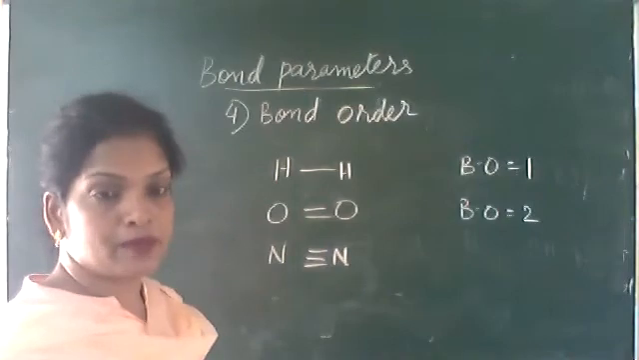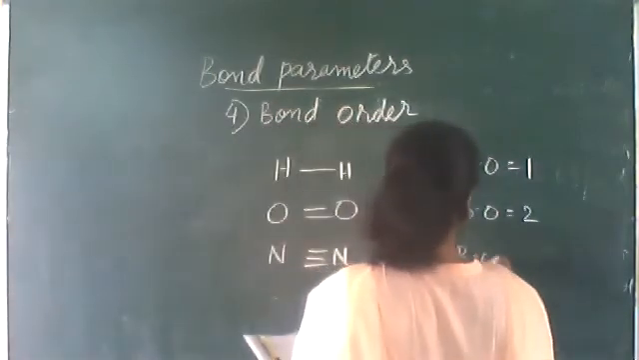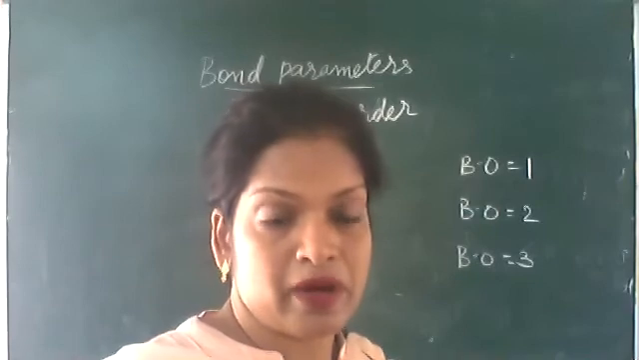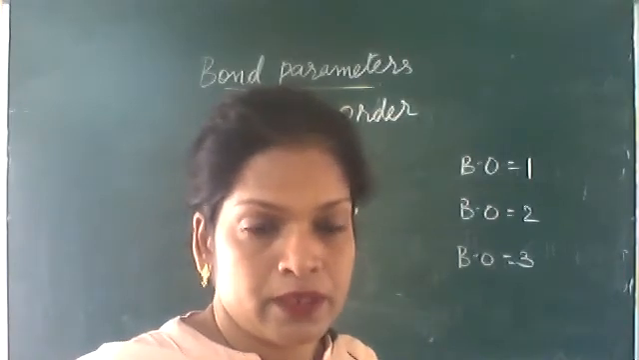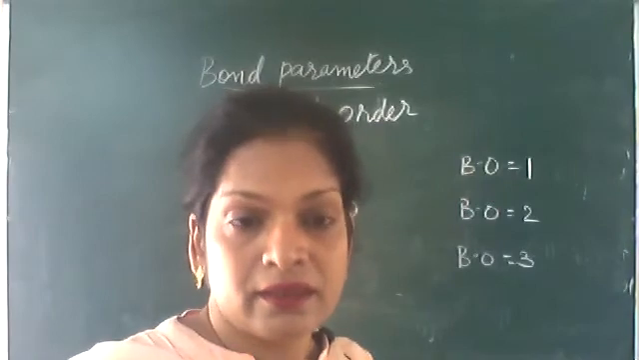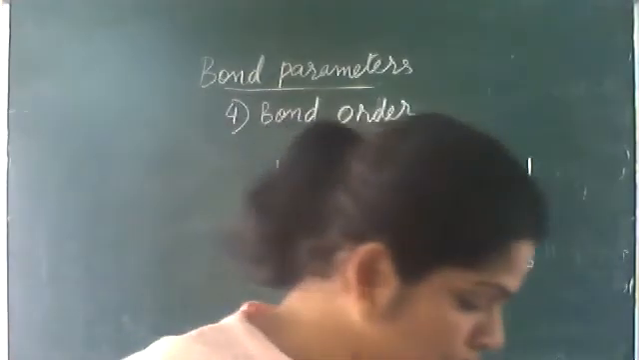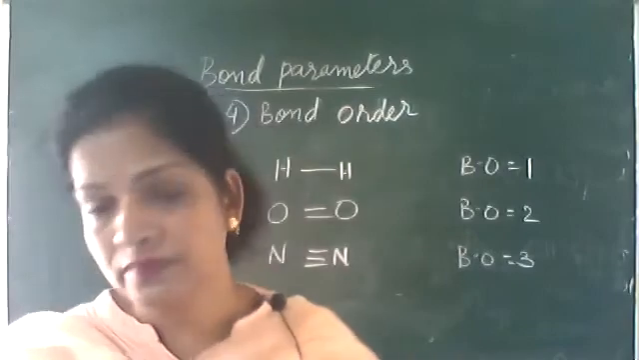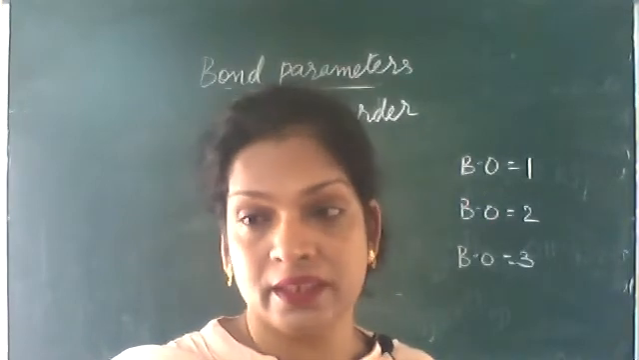As the number of bonds between two atoms in a molecule increases, the force of attraction is increasing. So for N triple bond N, the bond order is 3. We know that to break this triple bond, 946 kilojoules of energy is required. Normally it is given that this N2 is broken in the upper atmosphere during thunder and lightning. So a very high amount of energy is required to break this triple bond. Write down: as bond order increases, bond strength increases.